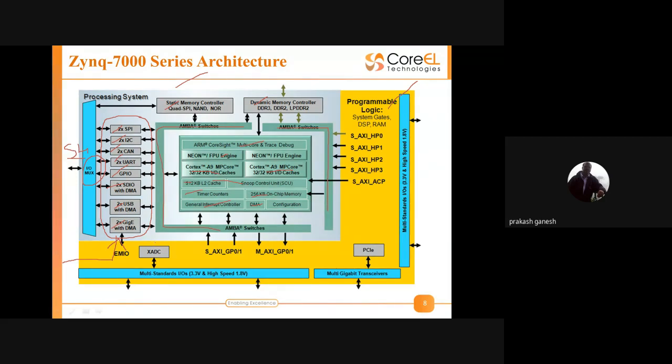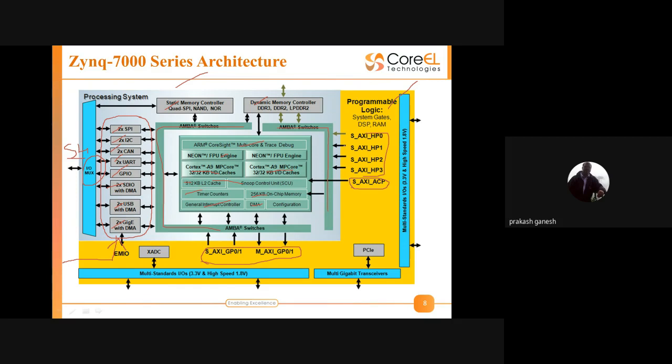What do you mean by configurable? It means I can select in the Vivado IP integrator which is my MIO configuration and which is my EMIO configuration. Apart from this, we have AXI interfaces. You can see here we have master AXI GP0 and GP1, slave AXI GP0 and GP1. And we have slave AXI high performance ports HP0, HP1, HP2, and HP3. And we have the slave AXI ACP port, the accelerator coherency port.